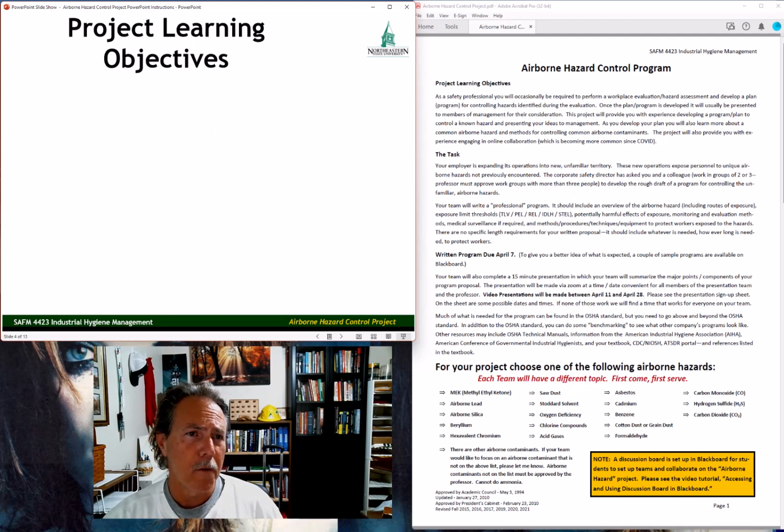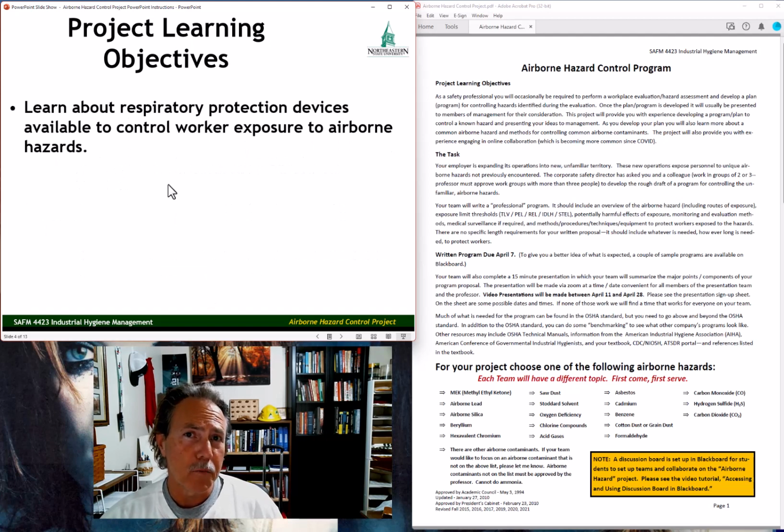Let's look at some more. Learn about respiratory protection devices available to control worker exposure to airborne hazards. We're going to have a unit on respiratory protection before we're done this semester. So you're going to hear about respiratory protection methods and devices in class, but you're also going to do some additional research perhaps to learn more about respiratory protection technologies that can be used to protect workers from your specific airborne hazard.